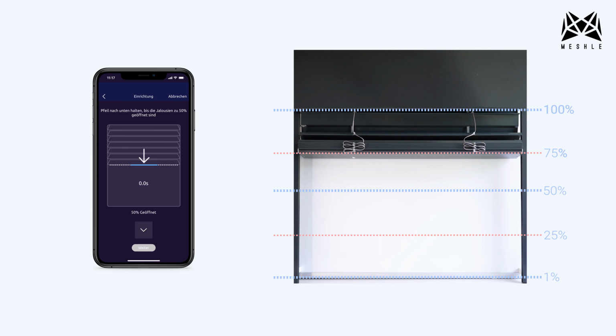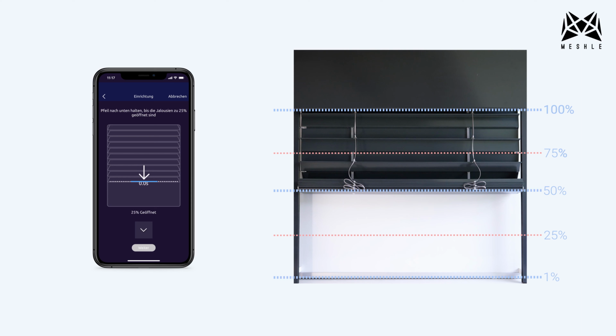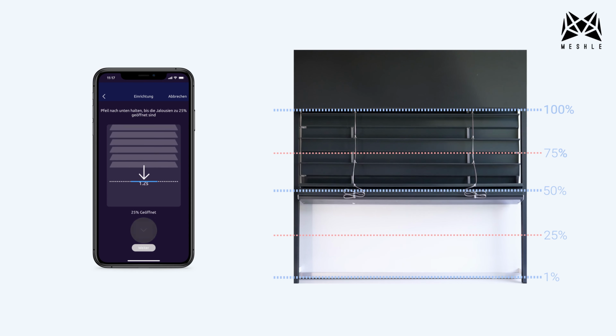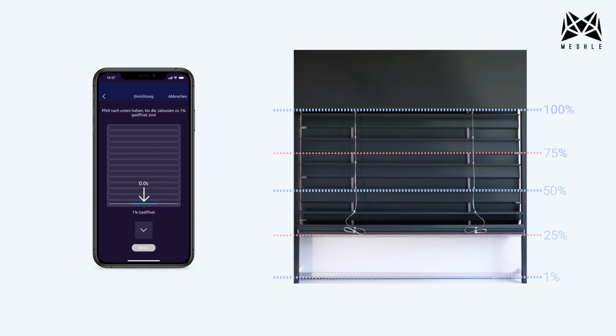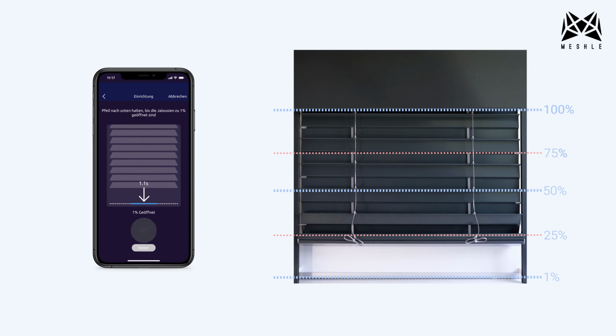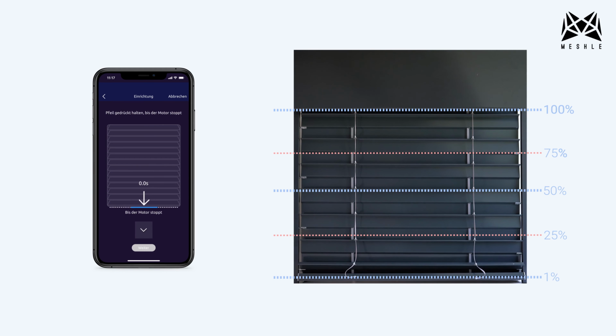You will immediately be prompted to move the shutter to the 50% level. Press the key again and release it when the 50% position is reached. Proceed to the next step and move the shutter to 25%. Move the shutter all the way down and release the button as soon as the shutter reaches the bottom of the window.